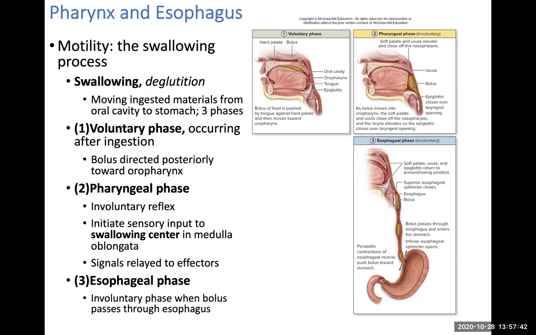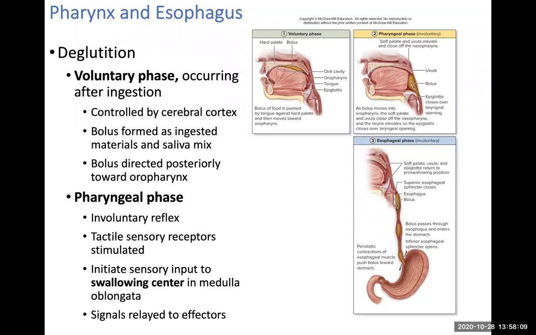They're involuntary. The pharyngeal phase involves sensory input that is relayed to the medulla oblongata, and a reflex that's involved with pushing that food bolus ultimately down into the esophagus. And then the esophageal phase starts when that bolus makes its way into the esophagus. And we're going to break these down in more detail right here.